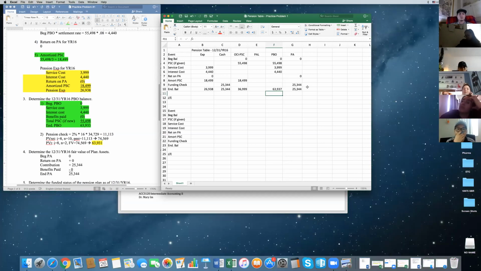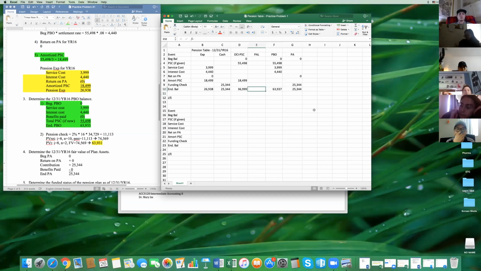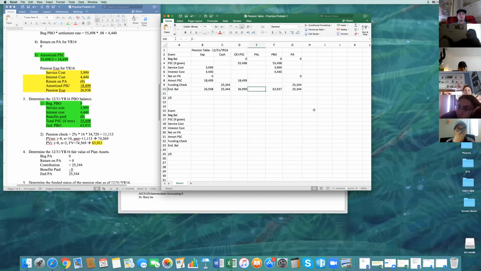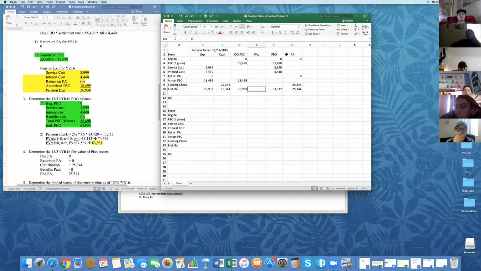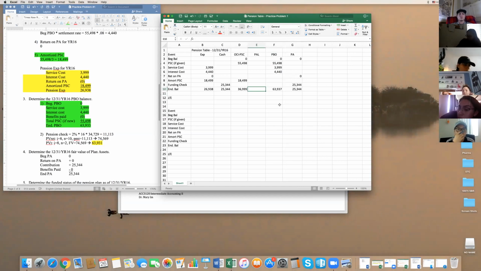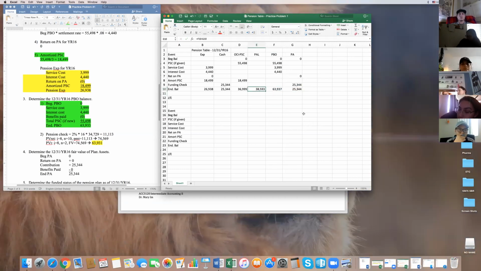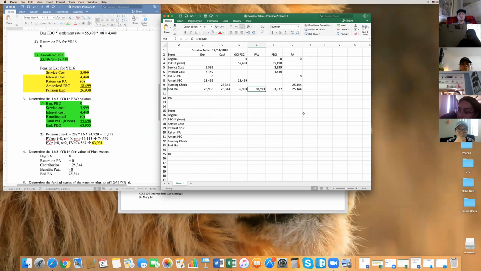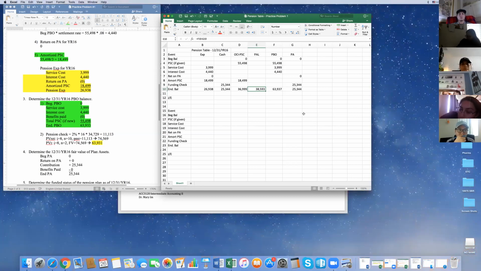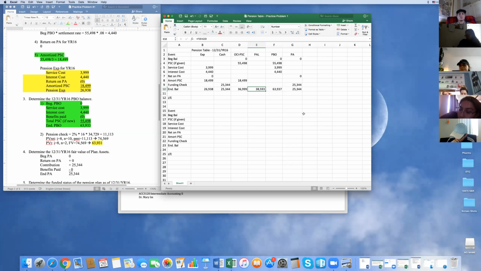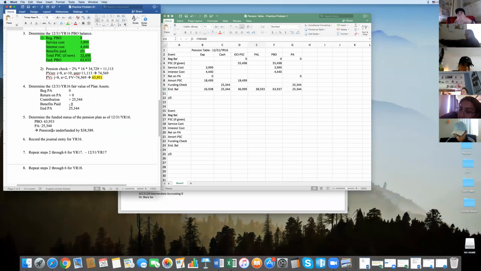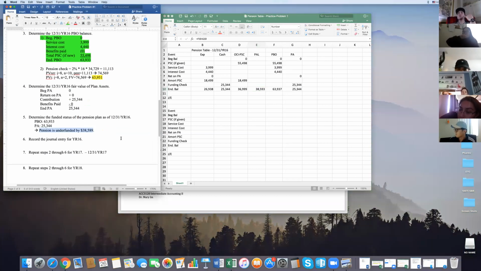Now then, what's the plan asset or liability? That's the difference between PBO and plan asset, right? So liability balance of 593. So remember that is a credit balance, plan asset or liability, because as we answered earlier, the company pension plan is underfunded by that amount.